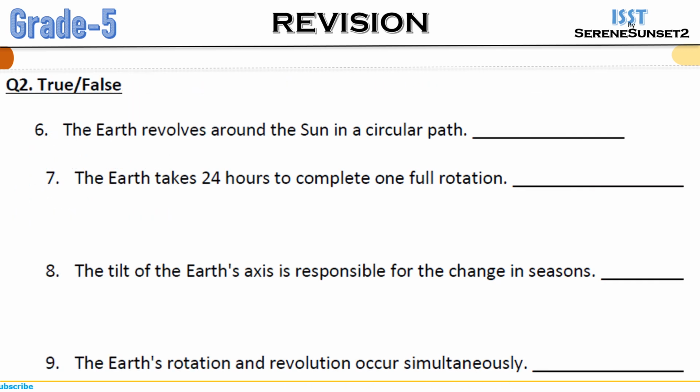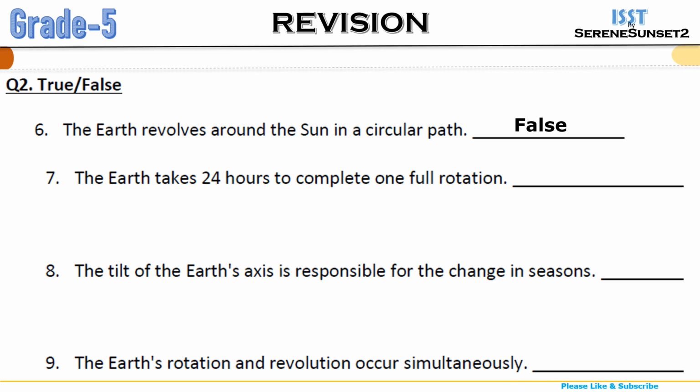Write the statement as true or false. Sixth, the earth revolves around the sun in a circular path. Answer: false. The correct answer for this sentence is the earth revolves around the sun in an oval path.